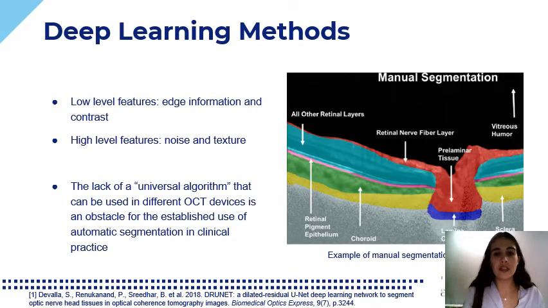And that's why deep learning methods have been more and more used recently, because they can fill this flaw by considering both low-level features like edge information and contrast, and also high-level features like noise and texture. Most of the recent studies using deep learning can already segment all these tissues like retinal nerve fiber layer, prelaminar tissue, retinal pigment epithelium, choroid, sclera, lamina cribrosa, such as you can see on the image on the slide. And this group in particular could already perform very well in segmenting all these tissues.